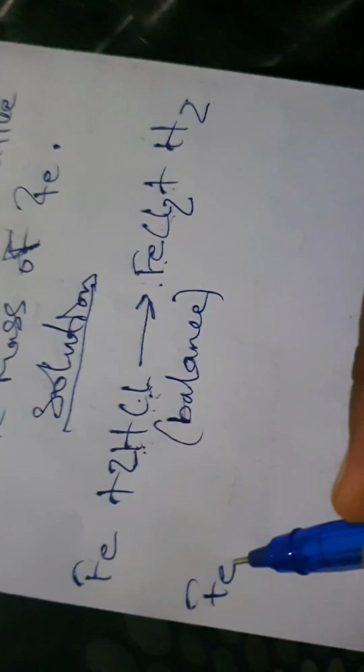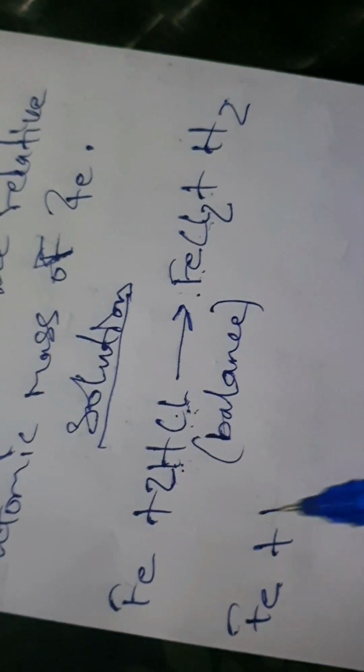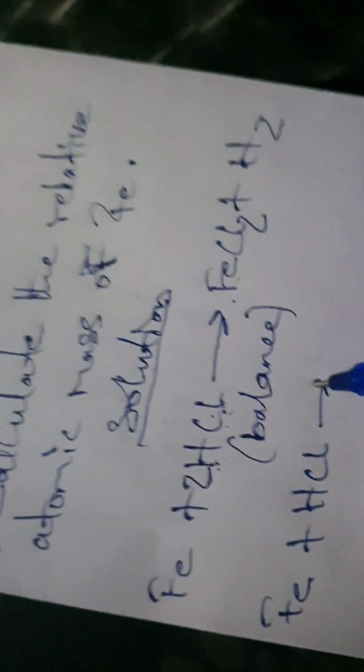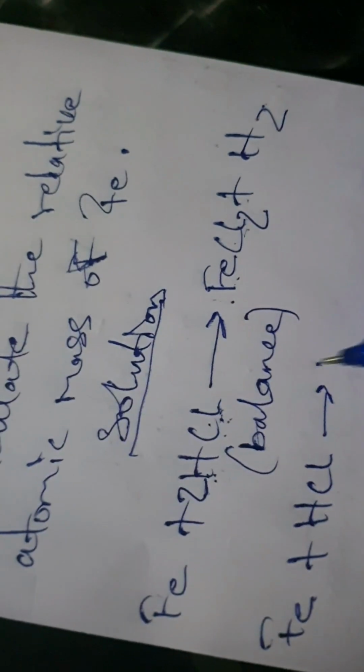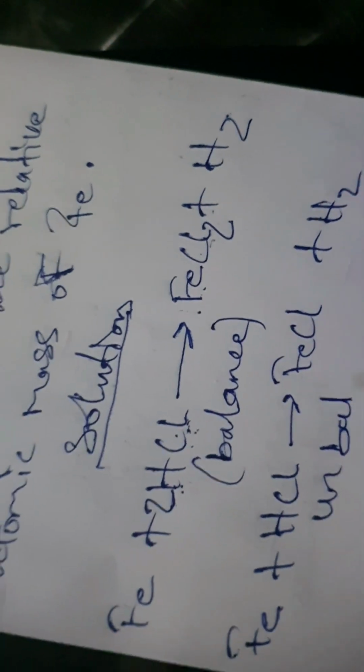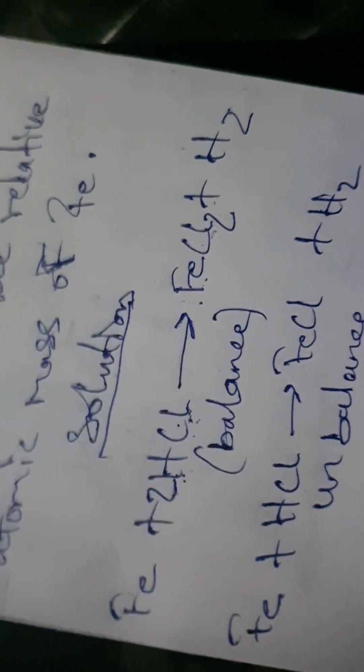I'm supposed to write the unbalanced equation first before I balance it, but pardon me please. It has to give us FeCl plus H2. So this is the unbalanced equation. I'm supposed to write this unbalanced and later write the balanced one. But please pardon me. So let's go.